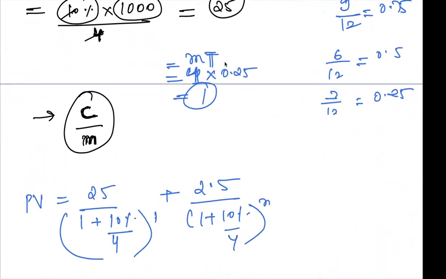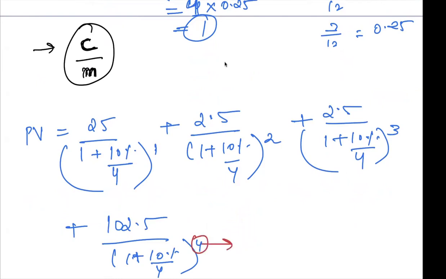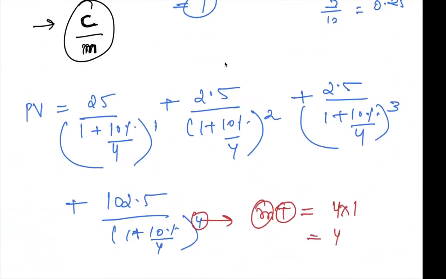So either I can write mT, which is 4 times 0.5, or I can just write 2. Plus 1 plus 10% by 4, what will come here? 3 plus 1 plus 10% by 4, to the power 4. Do you understand how this 4 came? This is mT. M is what? 4, your quarterly compounding. And T is what? 1, because you have received. So this will be 4.